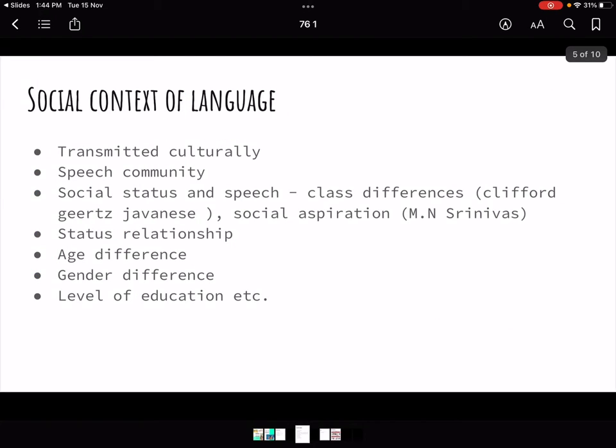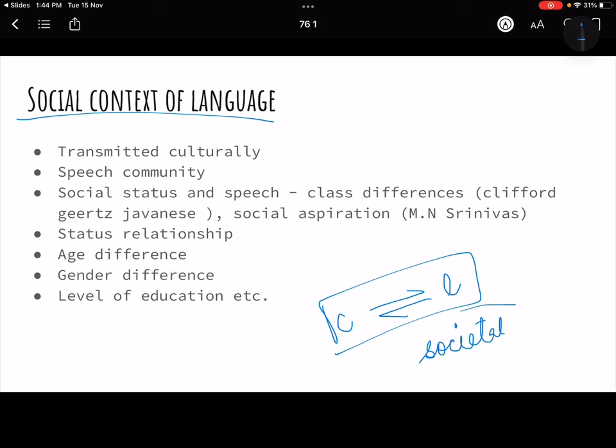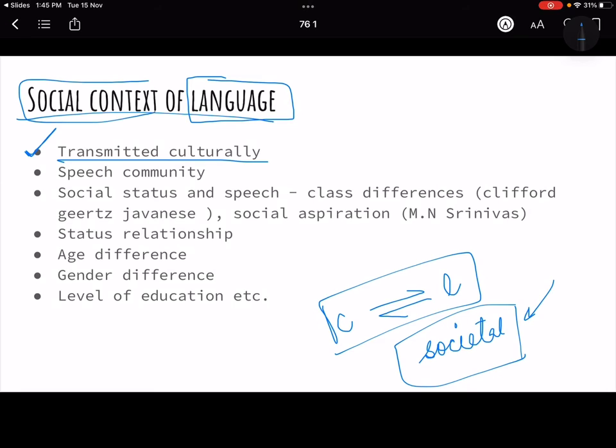Now let's go to the next topic, which is social context of language. Now, as we have already done in part 1 of this video, culture and language are related to each other, they influence each other. So what is the social context of language? Matlab, if you study a language in the society from a societal perspective, you will get to see a lot of things, you will understand a lot of things. पहली बात तो it is pretty clear that language is transmitted culturally, right? That means the social context is that language is transmitted in a society or a culture. So that is one thing.